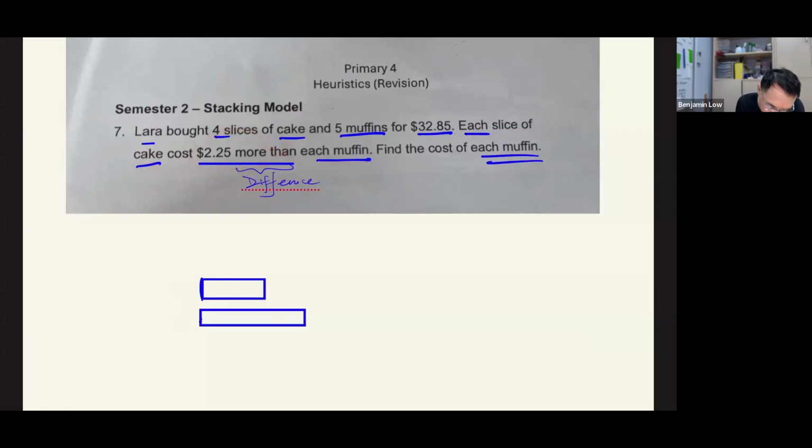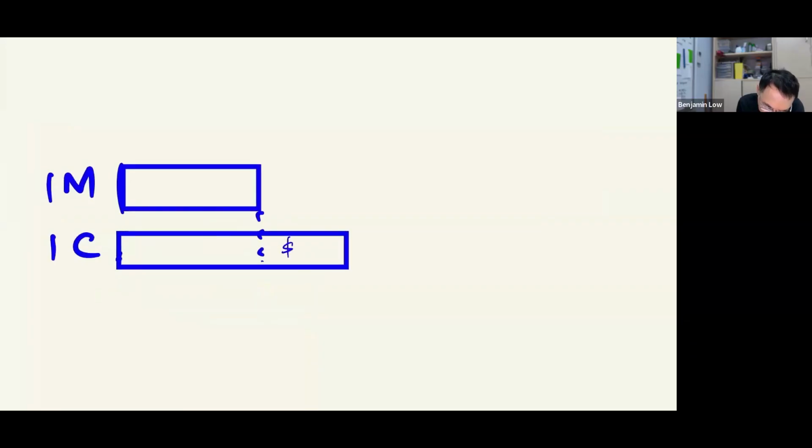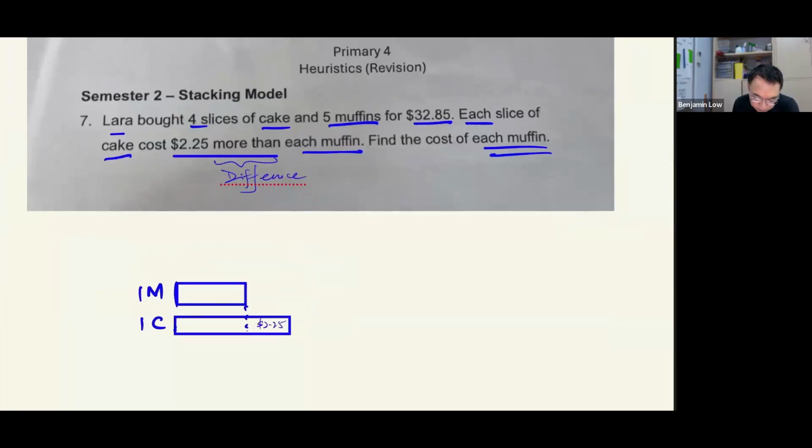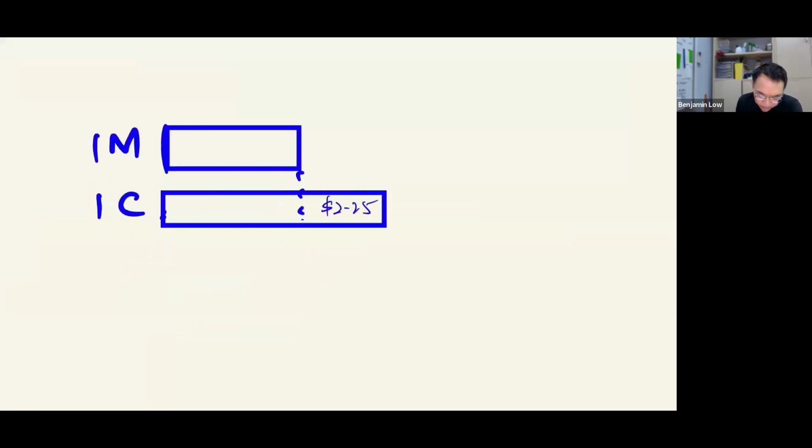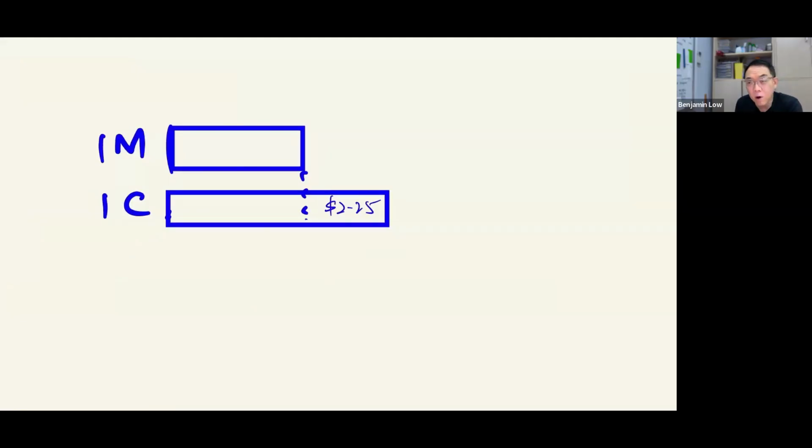So this is the cake, this is the muffin. So label. So cake, but one cake only. This is also only one muffin. And there is a difference of $2.25. So we got the difference. Now, the model, is it complete? Answer is no, because it is not one cake, one muffin, it is 4 cakes, 5 muffins. So we gotta draw that, right? Let's start with the cake. So 4 slices of cake means I gotta have 4 of this. How many more do I need?